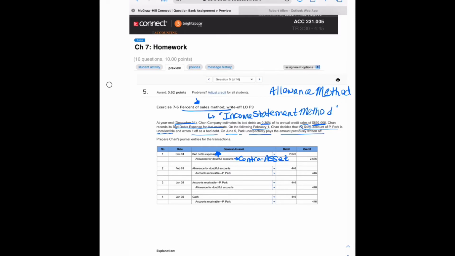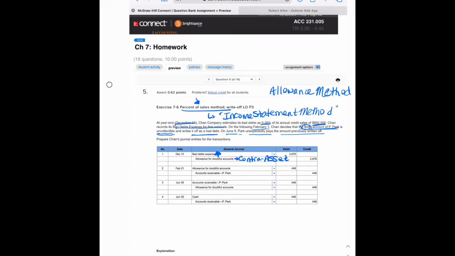Okay. Now, for the next piece, what we want to look at is the second journal entry, and it tells us here what we're wanting to do is to come in and see exactly where this entry on February the 1st came from. So it tells us on February the 1st, Chan decides $446 of the account related to P Park is uncollectible and writes it off.